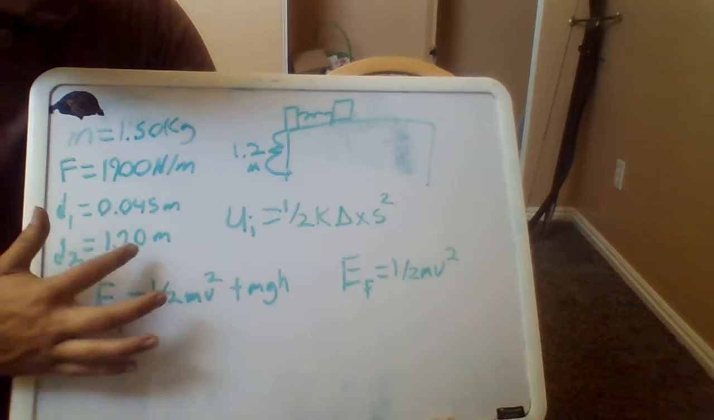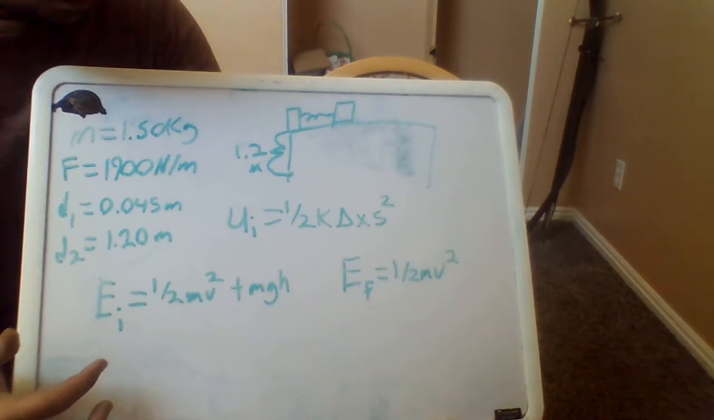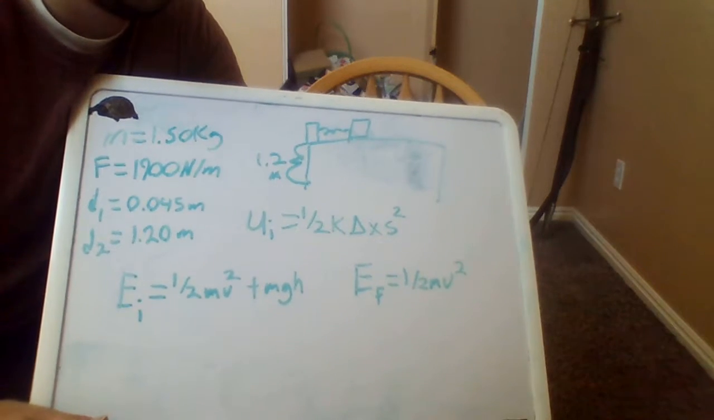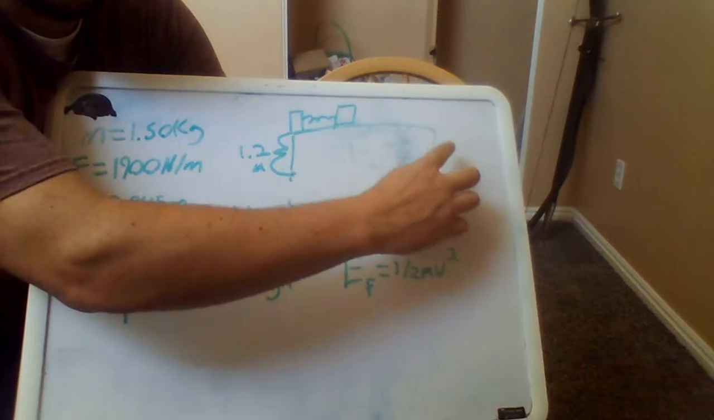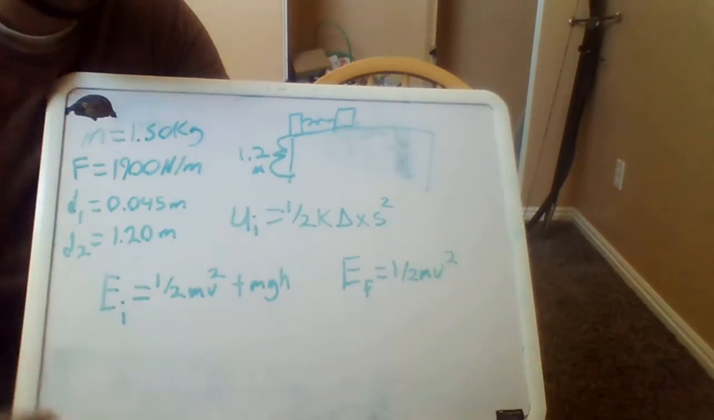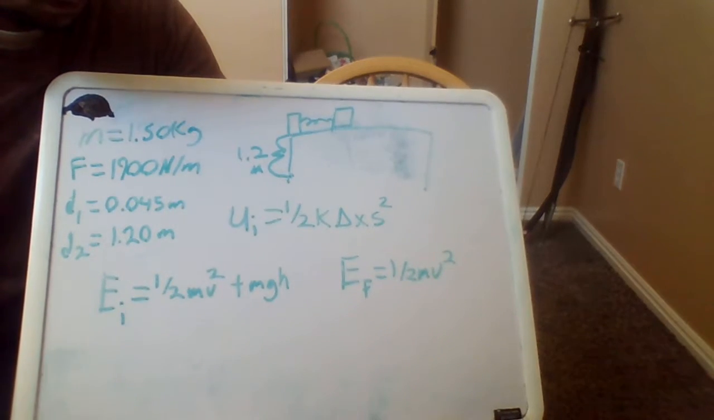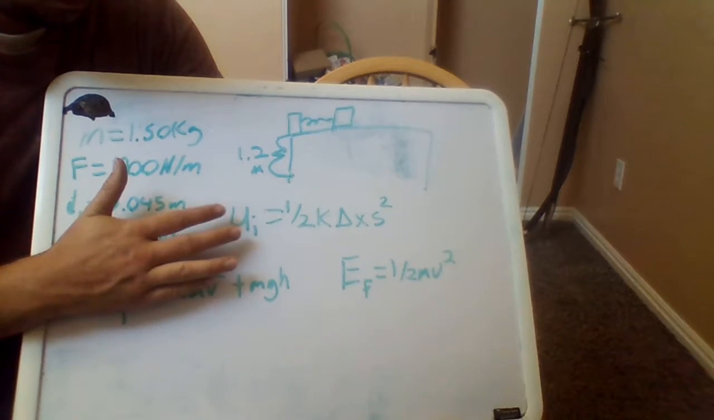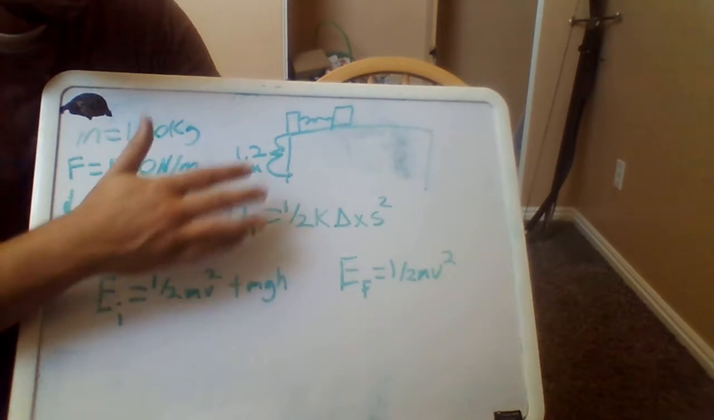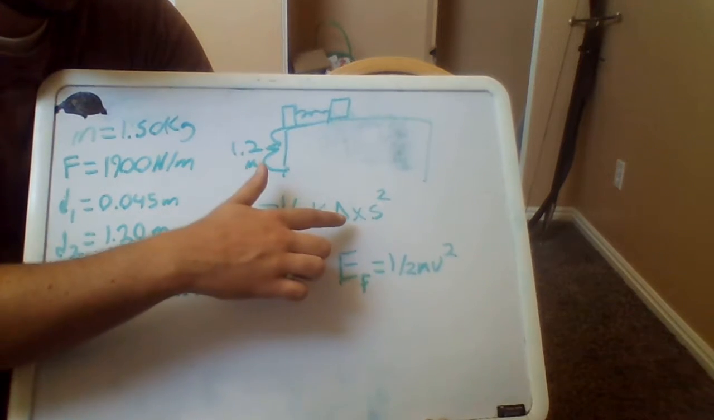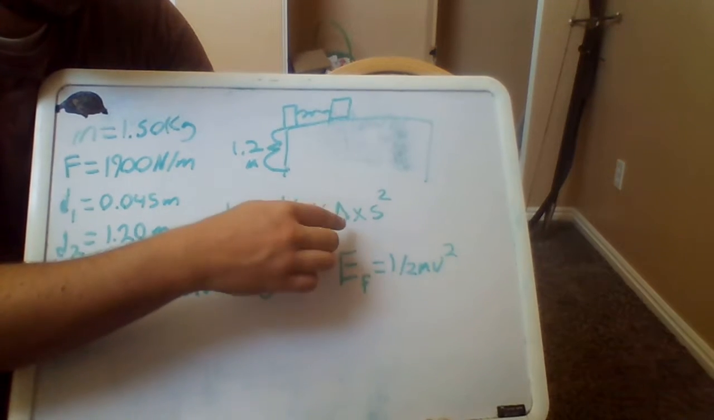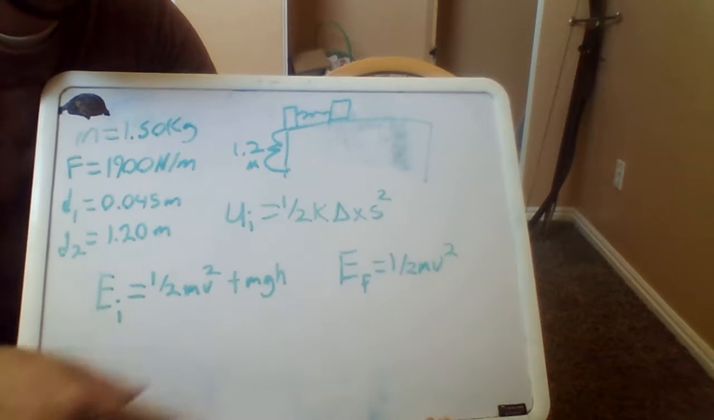is 1.2 meters. The question is wondering, what is the speed of the block of ice when it reaches the floor? So when it pushes off here, when it reaches the floor, what's its speed? So we have several equations. Our potential energy on top of the table is going to be equal to 1/2 k delta x squared.